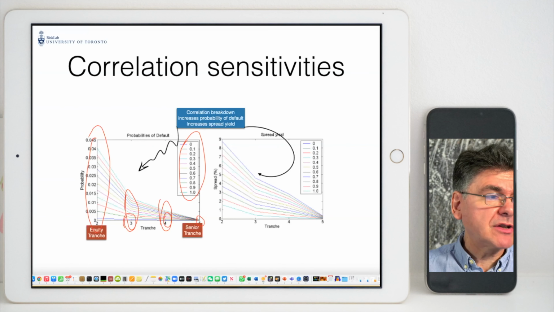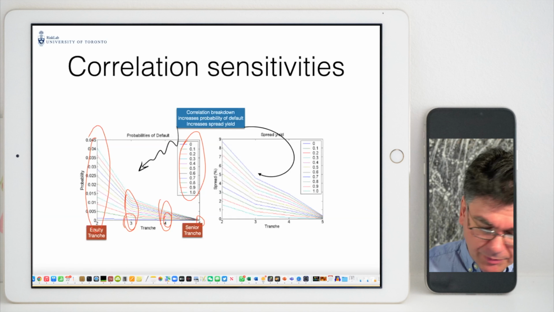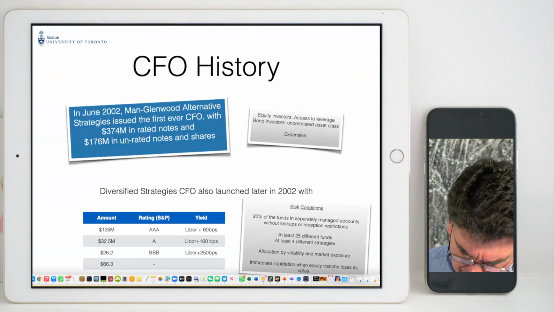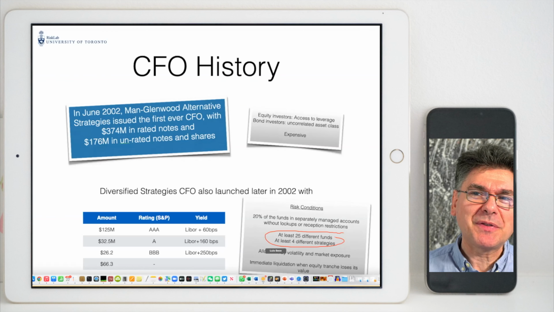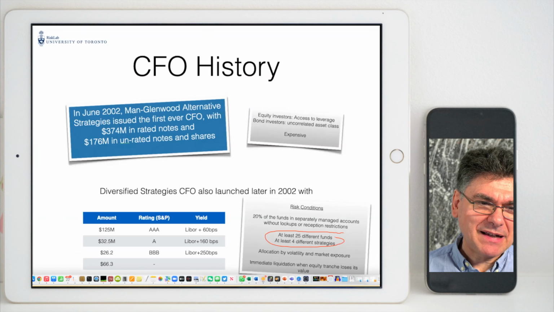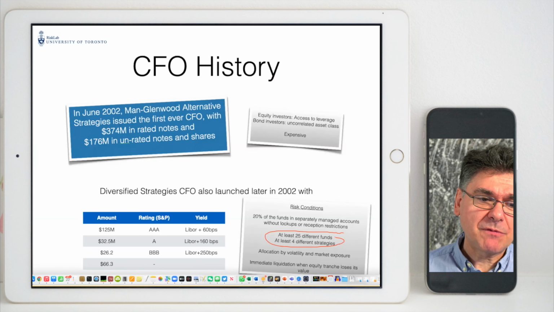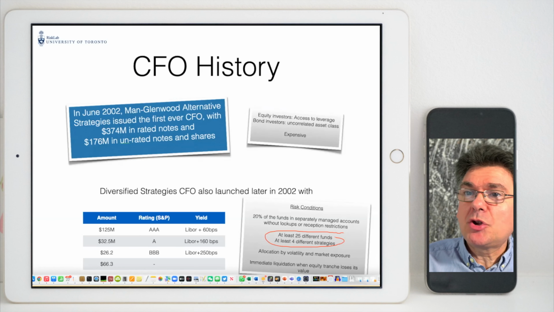As the correlation of the funds goes up, the probability of default goes up. Okay, look at this, it's here, right? It says 25 funds in 4 different strategies, but it doesn't talk about what the correlation is. You know that the fact that there are 25 different funds and 4 different strategies is because they are aiming to low correlation.